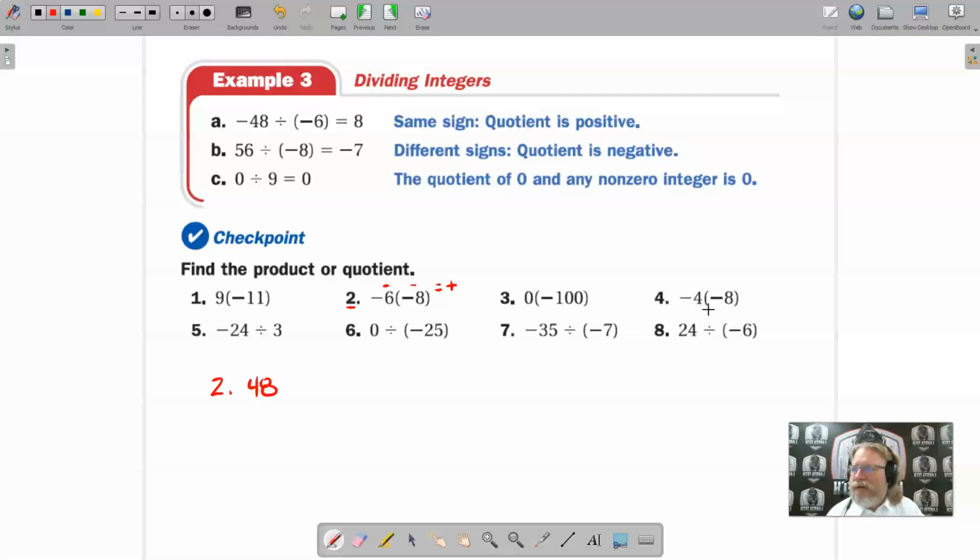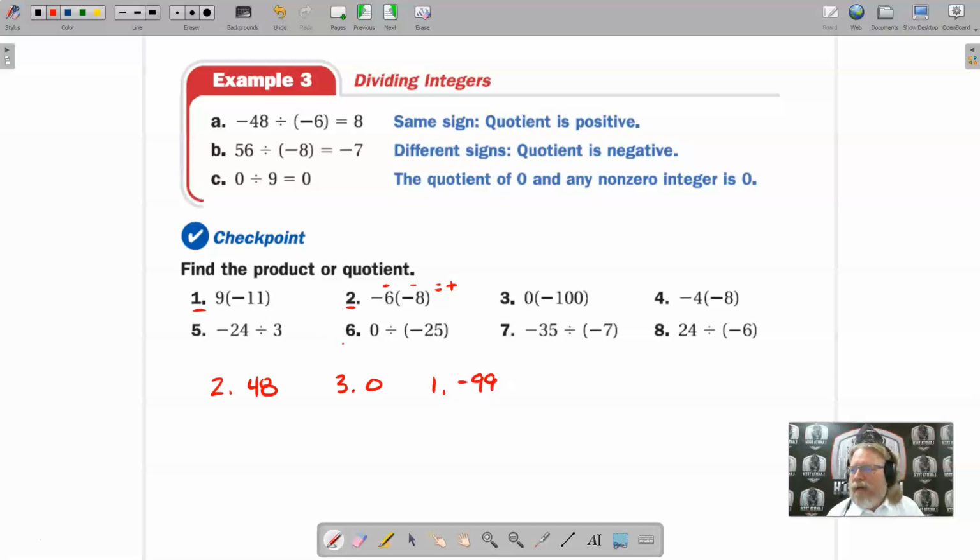Looking over here, that was negative, negative. Let's look at number 3, right? 3 is 0 times negative 100. Well, 0 times anything is, that's right, it's 0. And I'm going to go back to number 1 here. I already did a negative times negative with number 2, so let's look at a positive times negative. So for problem number 1, positive times negative is going to be negative, and 9 times 11 is 99, so negative 99.